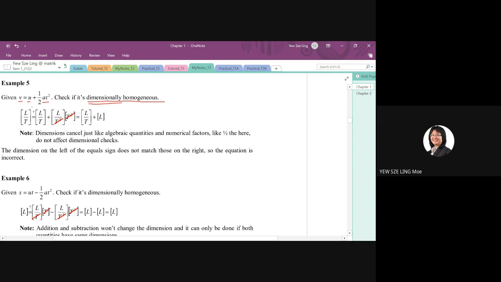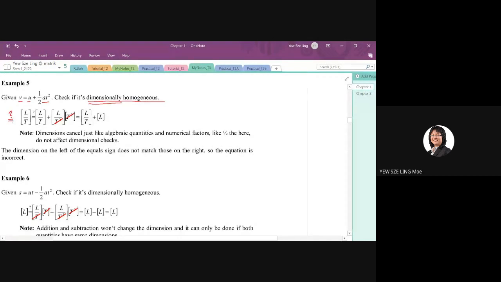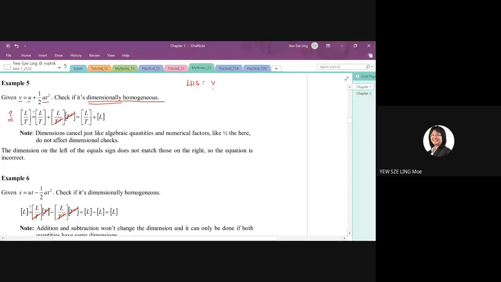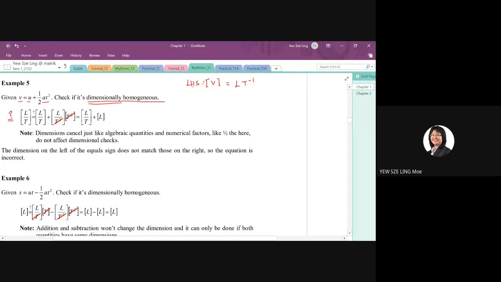So again, you don't use this symbol, okay? The symbol that I put in the example, question mark equal. This one means you are unsure whether left-hand side is equal to right-hand side. In your syllabus, they don't use this equation. So what are you going to do? You're going to split it into left-hand side and right-hand side. Left-hand side, we have V, so you put a bracket here. According to your syllabus, you put a bracket on a variable. So V, the dimension is LT negative 1. So this is for left-hand side.